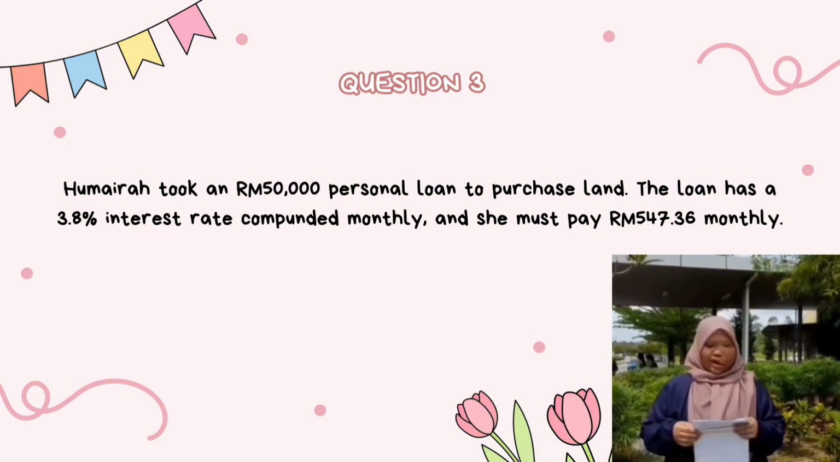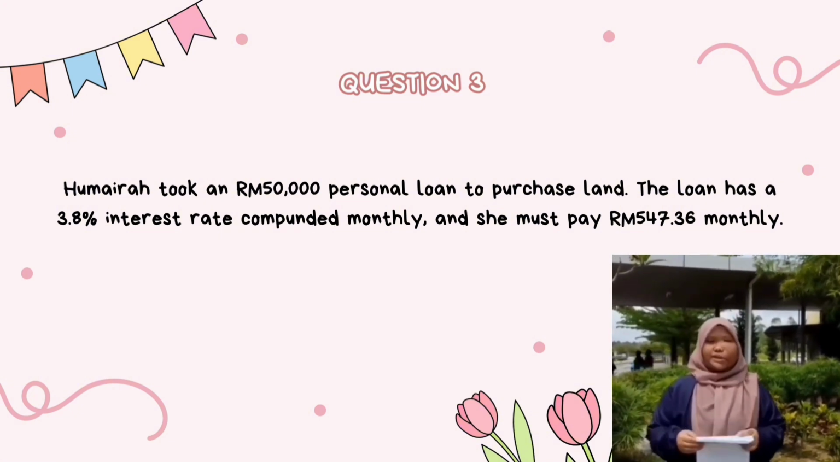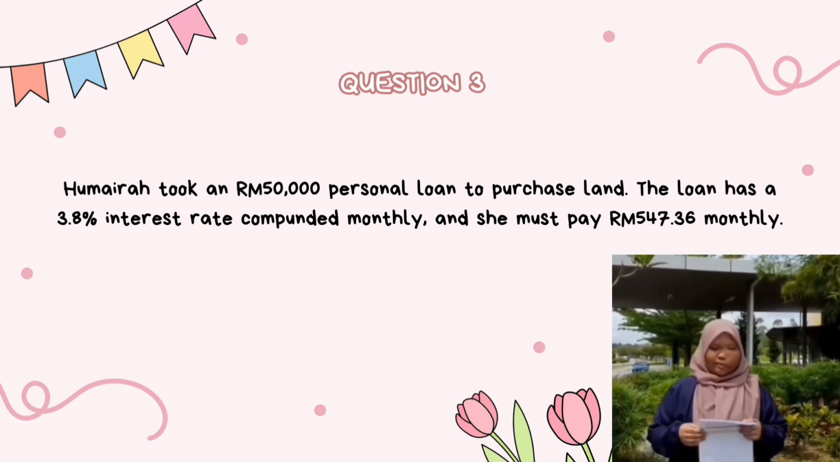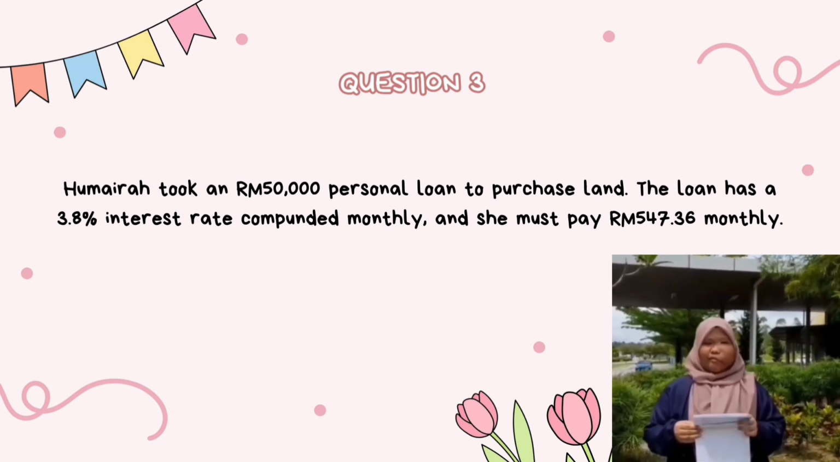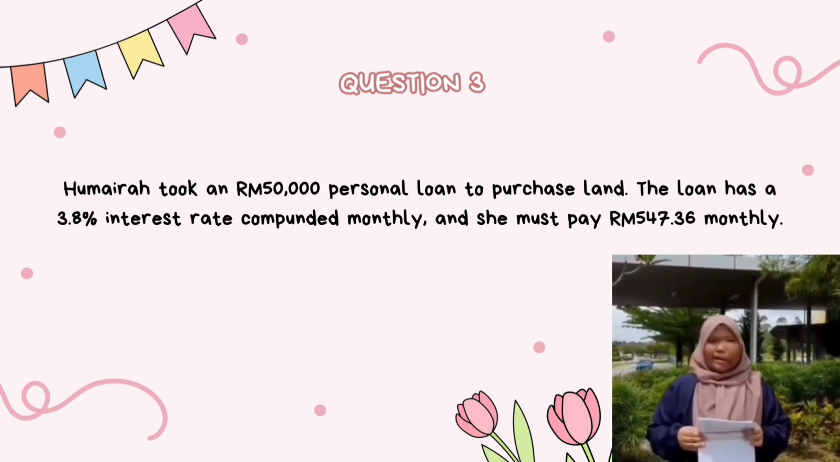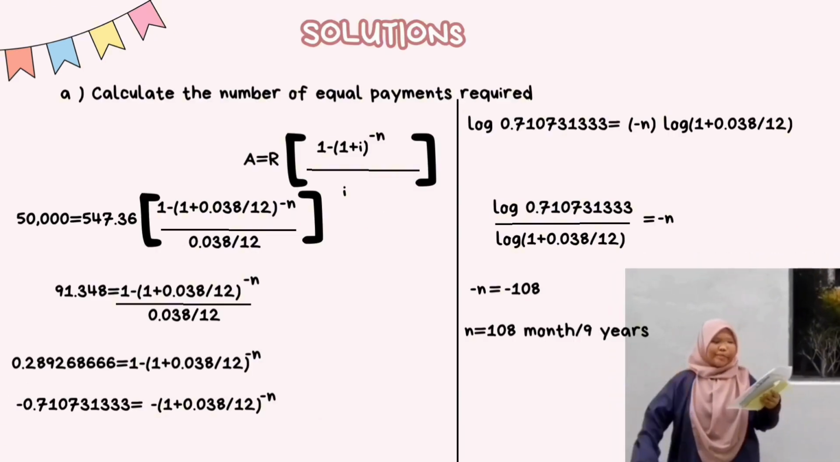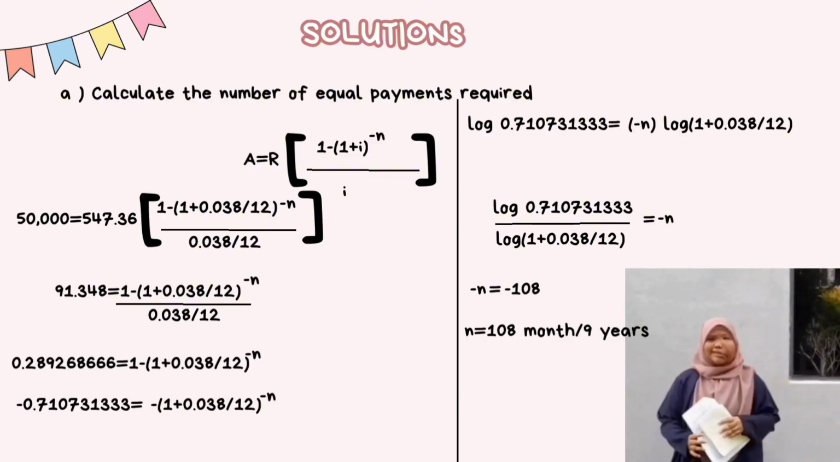Part B, question 3. Humaira took an RM 50,000 personal loan to purchase land. The loan has a 3.8% interest rate compounded monthly, and she must pay RM 547.36 monthly. So let's move on to the question. Question 3a. Calculate the number of equal payments required.